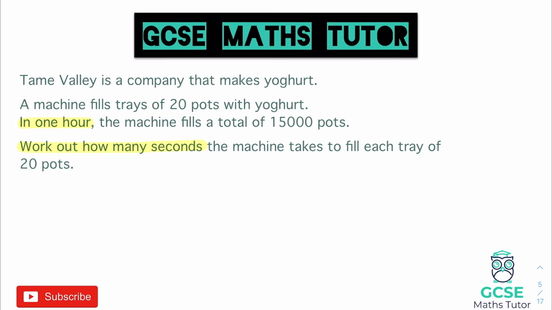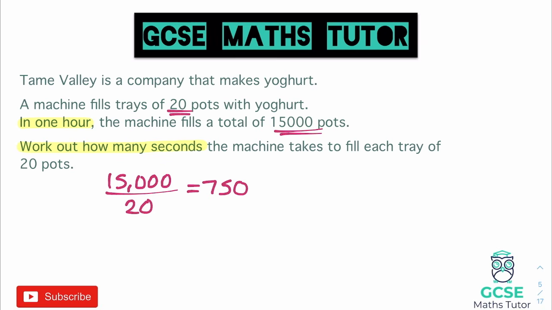So we've got a little bit of time conversions going on. To start with, what we could work out is how many times it's going to have to fill up this lot of 20 pots. In the hour it's going to fill up 15,000, and each time it's filling up 20. So if we do 15,000 divided by 20, it's going to tell us how many times it has to fill up these 20 pots. 15,000 divided by 20 comes out as 750. So essentially it has to do this 750 times, and each time it's filling up 20 pots. That is going to take 1 hour, but we obviously want it in seconds.